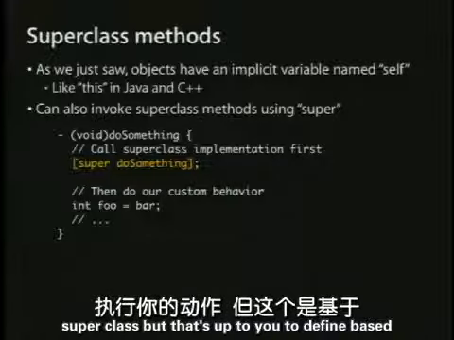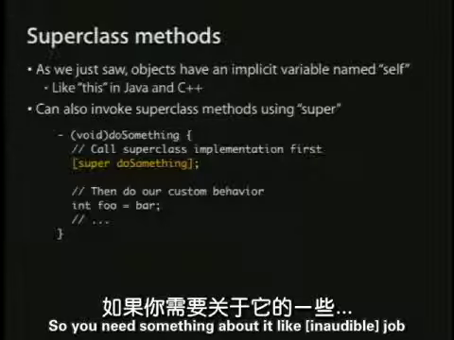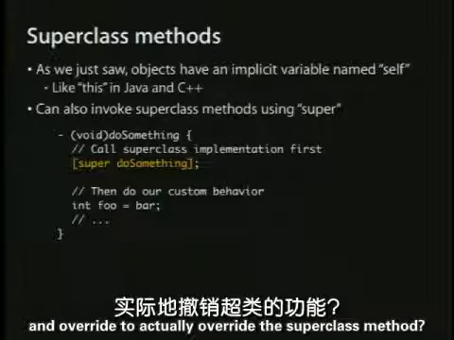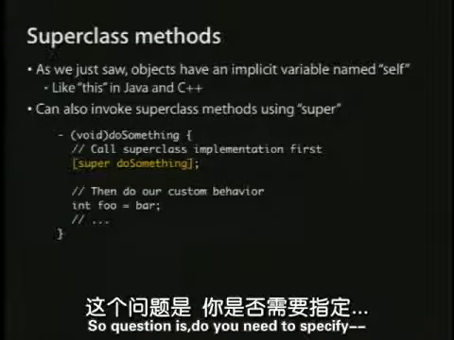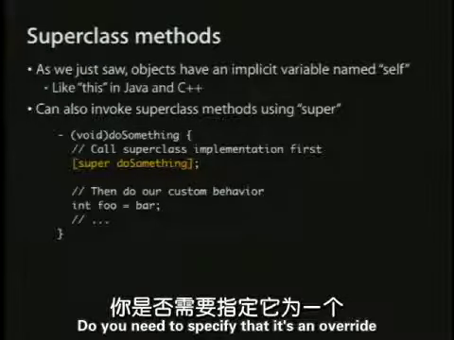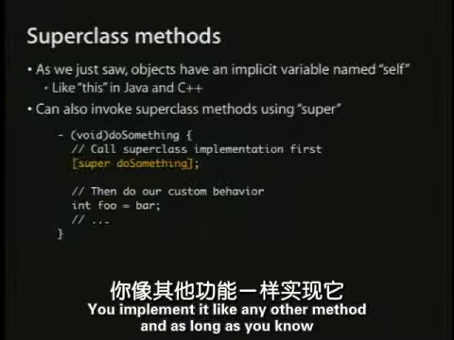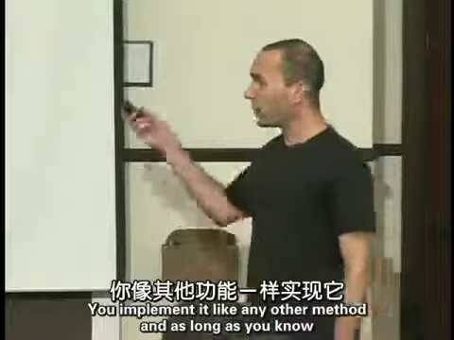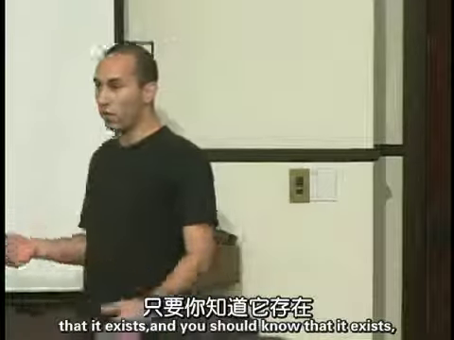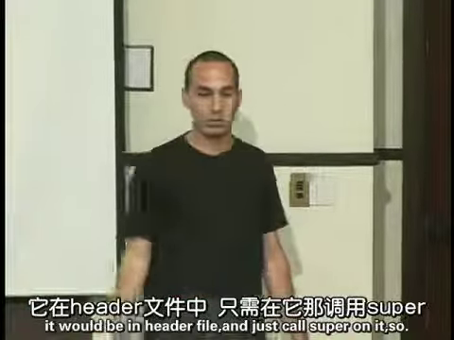If our superclass has this method called doSomething, and we want to override that behavior in our subclass, we will call super doSomething, and then we'll do whatever we need to do. And again, depending on your implementation, you may want to perform your actions before you call the superclass, but that's up to you to define based on your implementation. Yeah?